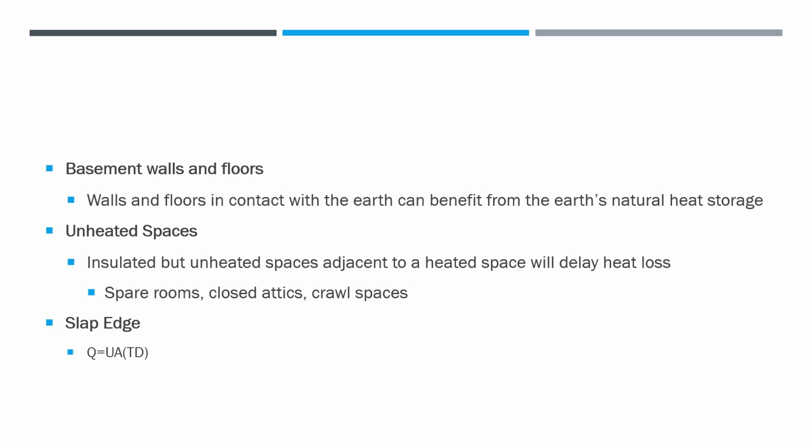Unheated spaces, like I said here, are spare rooms, closed attics, crawl spaces, anything that's really not open to the outdoor conditions but isn't supplied with some sort of heat or ventilation. That could act like an R value. There's an R value in that table I showed you before. It's like you have an air gap, an airspace, and it has an R value tied to it.